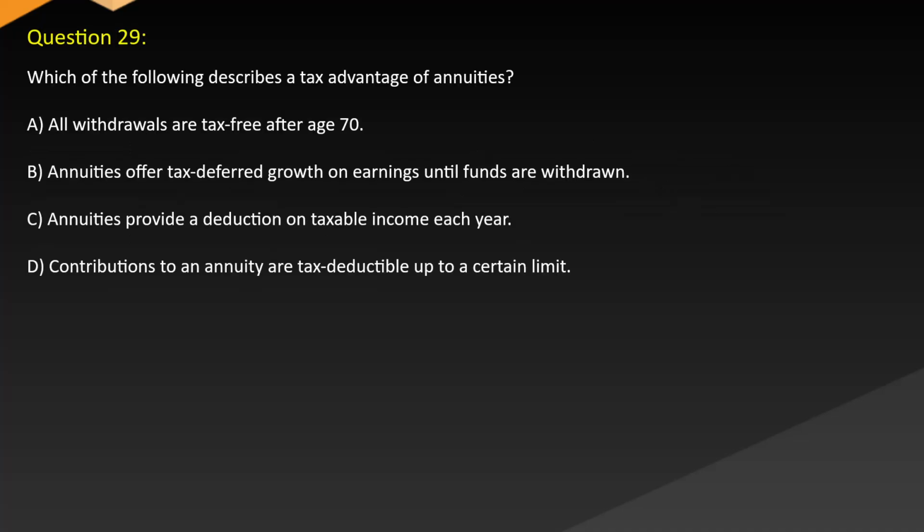Question 29. Which of the following describes a tax advantage of annuities? A. All withdrawals are tax-free after age 70. B. Annuities offer tax-deferred growth on earnings until funds are withdrawn. C. Annuities provide a deduction on taxable income each year. D. Contributions to an annuity are tax-deductible up to a certain limit.